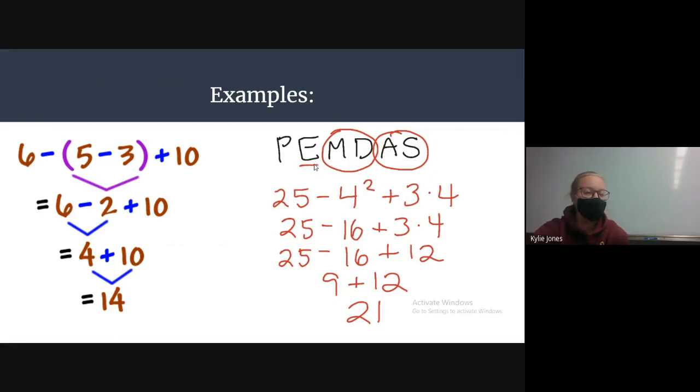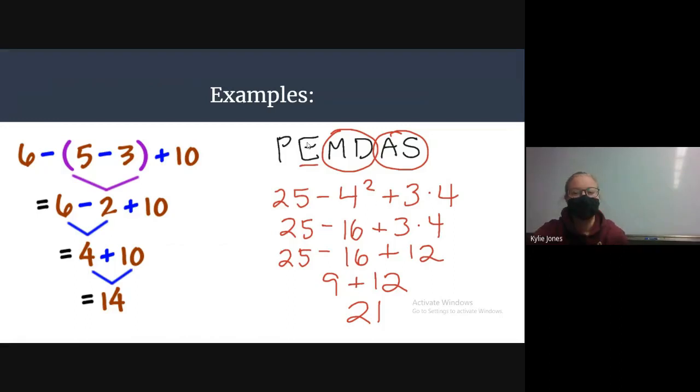So if we are to follow the order of operations, do you see any parentheses in this problem? Nope, so you skip the P. You don't need to do it. Do you see any exponents? Yep, this 4 to the second power. What is 4 to the second power? It's 16. It's 4 times 4. Remember, you have to multiply 4 twice. 4 times 4 is 16. So we drop that down. The 25 minus stays the same. 4 squared is replaced with 16 plus 3 times 4.